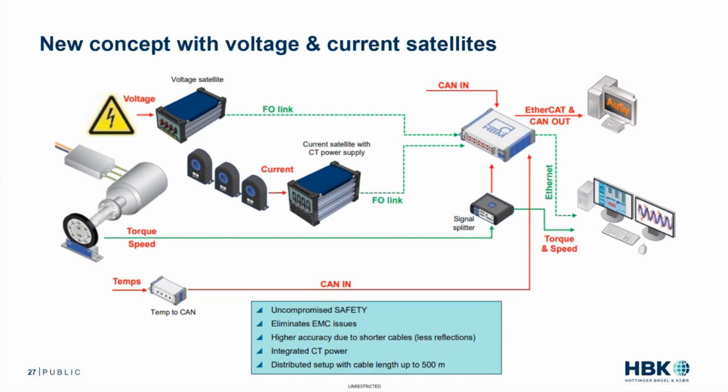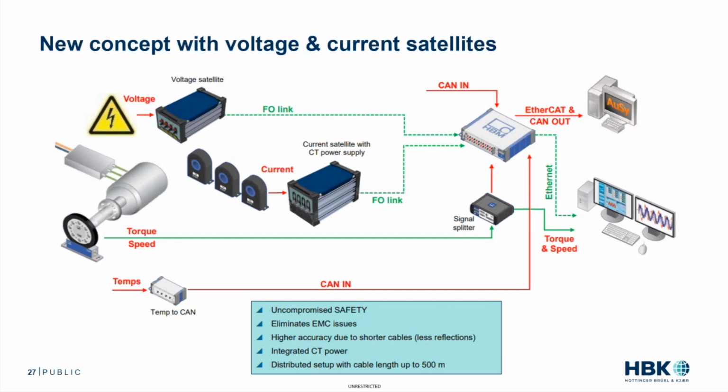It's going to eliminate EMC issues. You're going to have higher accuracy because you'll have shorter cables, and then you'll have less reflections in your cable. And even, let's take it a step further. How about integrating the CT power supply into the satellite module? That's going to eliminate extra cabling.